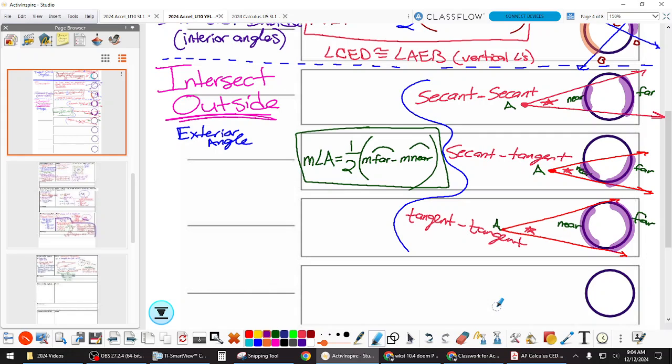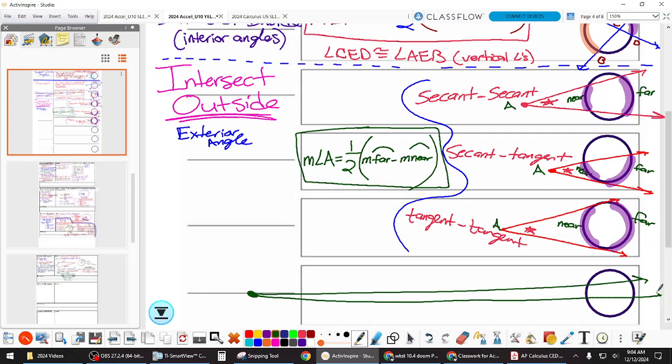Okay, so if you're using the words big and small, I want you to think about, don't draw this, but if my point was way out here, you see how it's not super obvious which one's bigger or smaller? But near and far is obvious still, because whichever one's closer to our angle, okay?